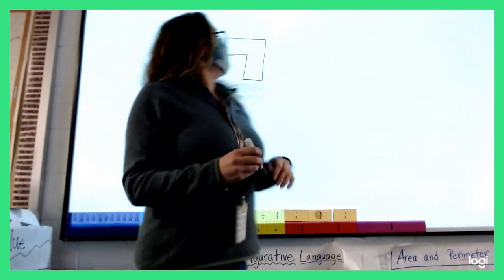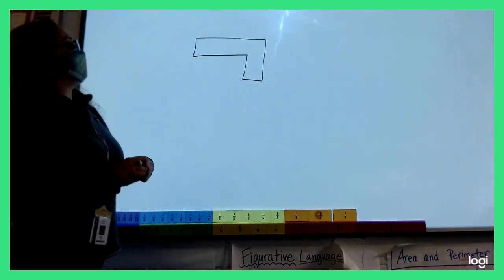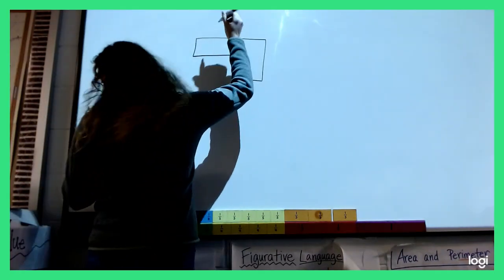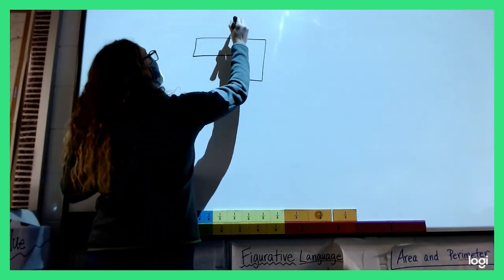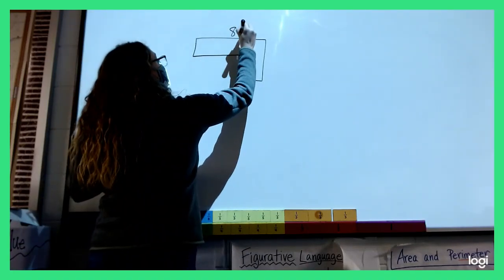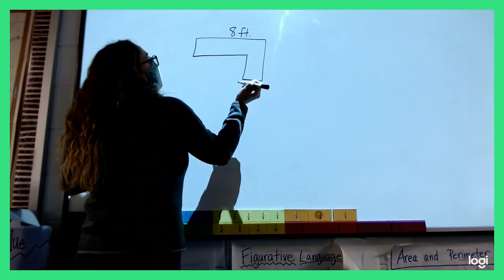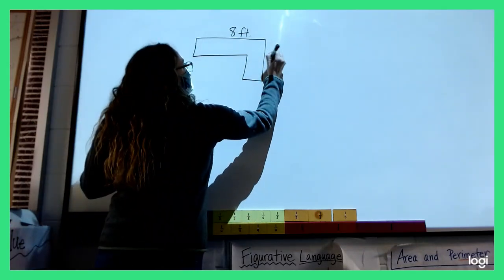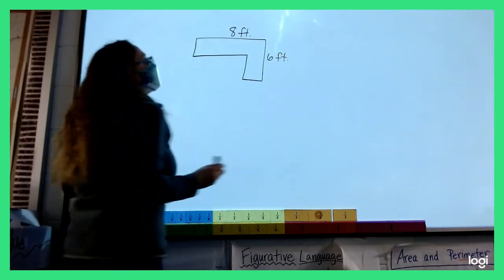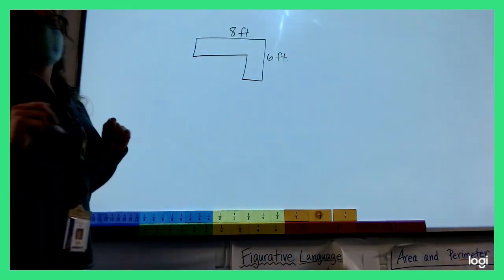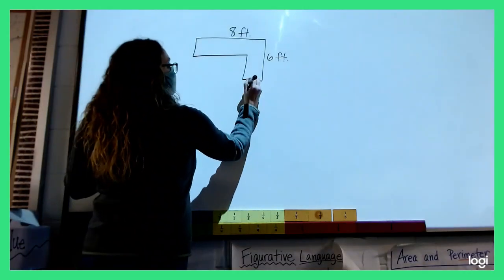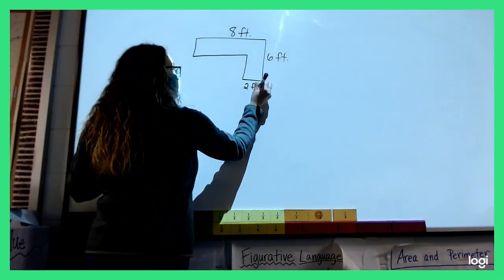All right, so we have this shape. Hopefully you've got that drawn. The top side, let's make the top side 8 feet. And this side, we're going to make 6 feet. Okay, so now all the other little parts I'm going to put around, make sure you label with me. This part down here at the bottom is 2 feet.